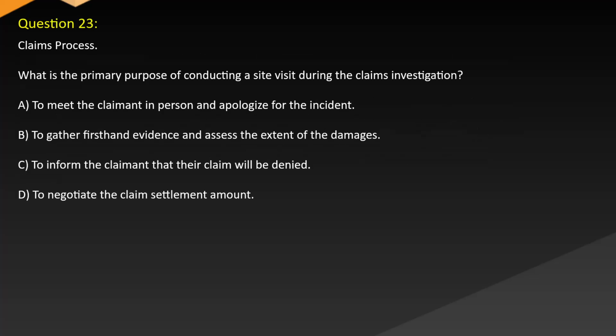Question 23. Claims process. What is the primary purpose of conducting a site visit during the claims investigation? A. To meet the claimant in person and apologize for the incident. B. To gather first-hand evidence and assess the extent of the damages. C. To inform the claimant that their claim will be denied. D. To negotiate the claim settlement amount.